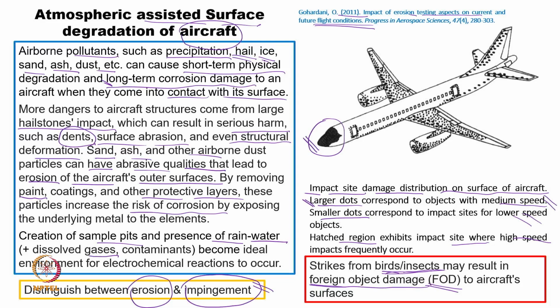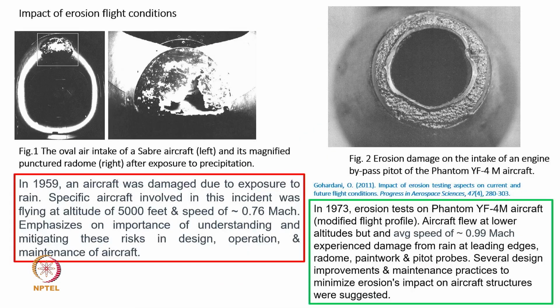So, it will have a dissolve. It is not like a mineral water kind of thing. So, this may contain gases, and it may contain other contaminants also. So, it will provide a very ideal environment for electrochemical reaction or enhancement of corrosion. So, these are the possibilities, and surface degradation will happen.